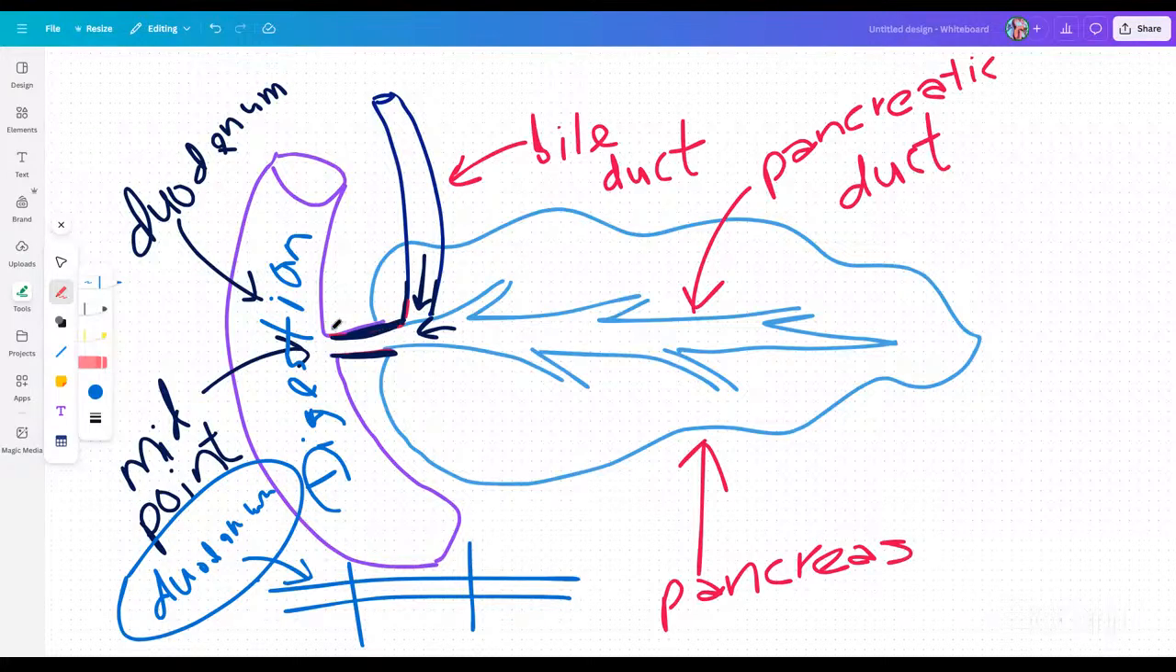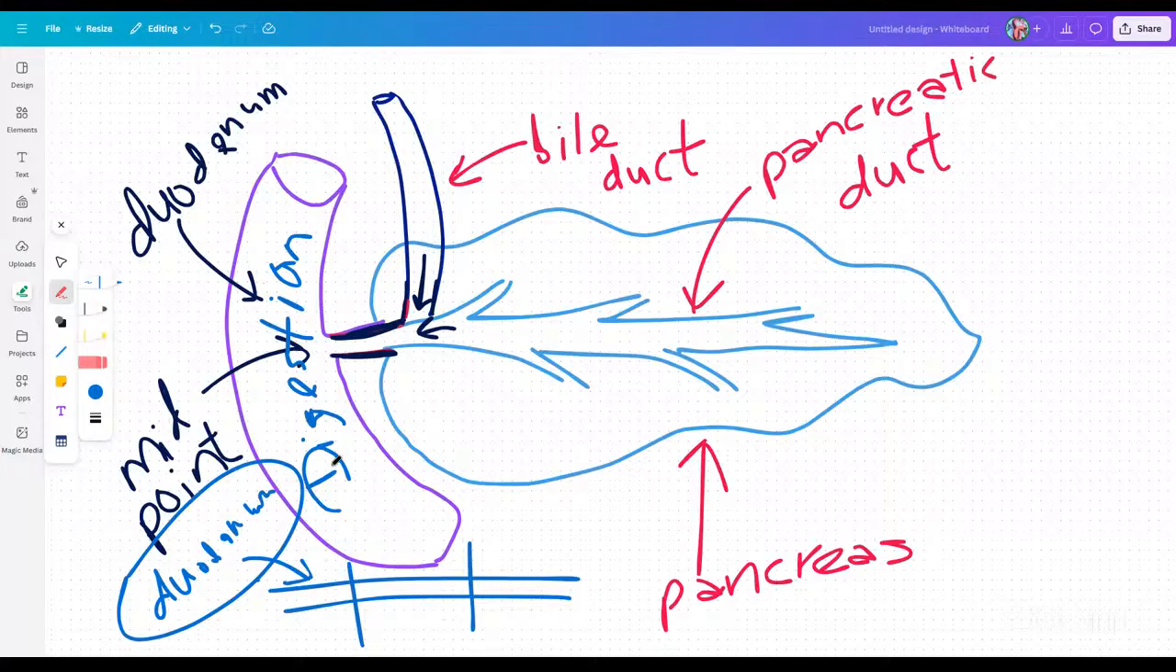All right. So I was telling you that this is the bile duct, and this is the pancreatic duct, and they are both going to form a common duct. That common duct is going to be releasing the enzymes into the duodenum from its middle point. So the digestion is going to be occurring in the duodenum.